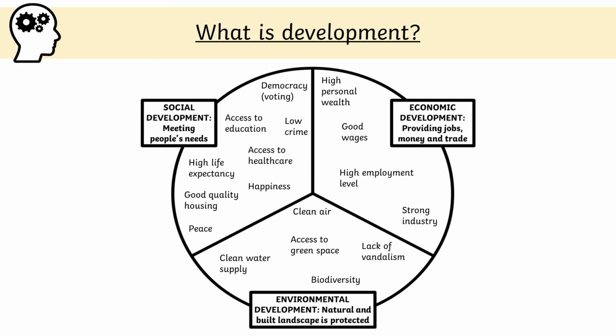Economic development involves the economy, which is made up of jobs, money, and trade. This can include people in the country having access to a wide variety of jobs, a strong industry, and having high personal wealth. This means they have disposable income each month to buy luxuries. Environmental development is the protection of the natural and built landscape. This includes ensuring clean air and water, as well as the environment being cared for, such as a lack of vandalism and graffiti. The country would also be biodiverse, which means it has a variety of plants and animals.